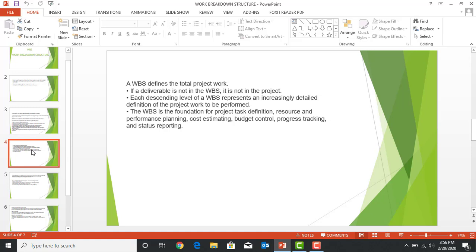The WBS is the foundation for project task definition, resource and performance planning, cost estimating, budget control, progress tracking, and status reporting. As I said before, the WBS will only include the deliverables, but then we can take our WBS and use it further for our scheduling, for our cost estimating and progress tracking and things like that.